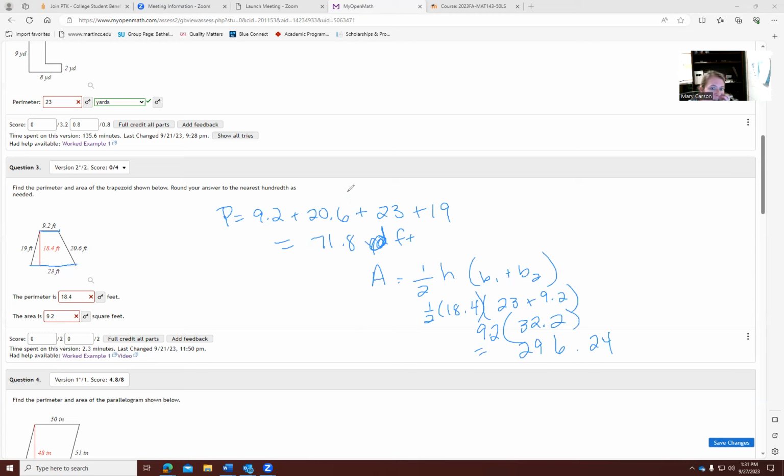And you get 296.24. It says round to the nearest hundredths. Well, this is the tenths, this is the hundredths. So we would put 296.24. And if you look at the answer key, that's 71.8 and 296.24.